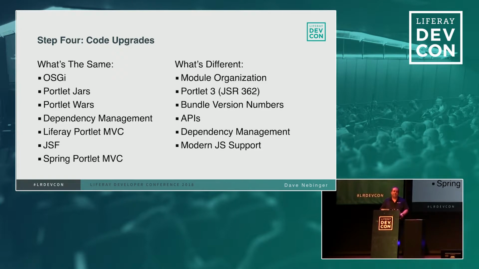Bundle version numbers are different. In 7.0, your kernel is 2.x. In 7.1, it's 3.x. Little things like that, not huge. But again, the tooling is going to help you with the BOM support. APIs are going to be different. A few changes along the APIs. They've been moved to different packages. Some have been taken out of the core, moved over to modules in OSGi, changes in signatures, whatever. But they shouldn't be too bad.